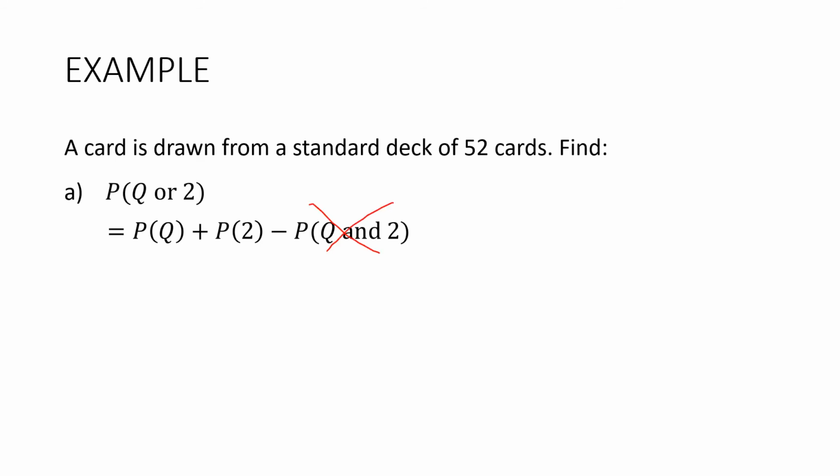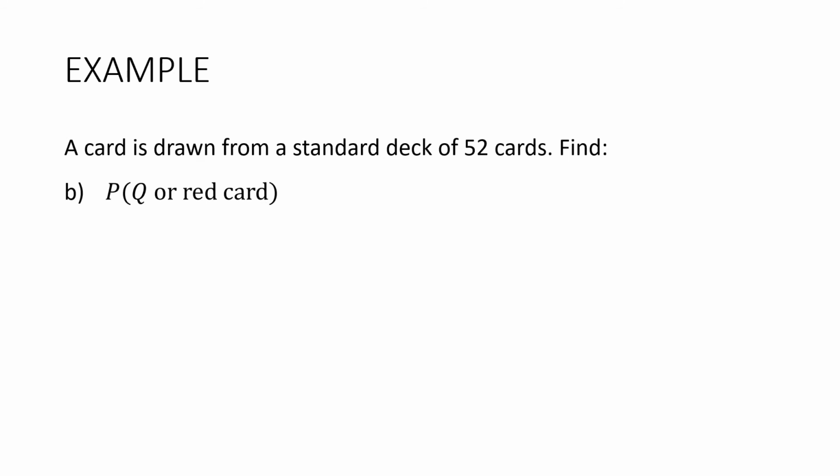Now let's do the probabilities. The probability of a queen is 4 on 52. Probability of a 2 is 4 on 52. Add them up, we get 8 out of 52. Now what about a queen or a red card? Okay, is there overlap here? There is, isn't there? These ones are not mutually exclusive, so let's think about it.